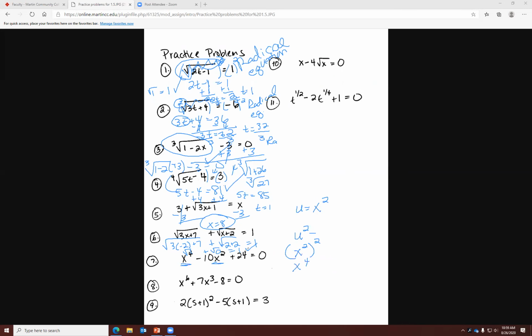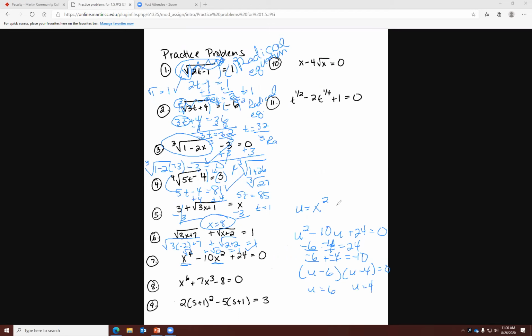So then you would end up with minus 10u plus 24. And this is just a basic quadratic now, and we can solve that pretty easy. So how do I solve that? Well, I want two numbers that multiply to give you 24, but add to give you negative 10. And I'm thinking of 6 and 4, and they're both going to have to be negative. Okay, so I end up with u minus 6 and a u minus 4, and you solve and you end up getting u equals 6 and u equals 4.